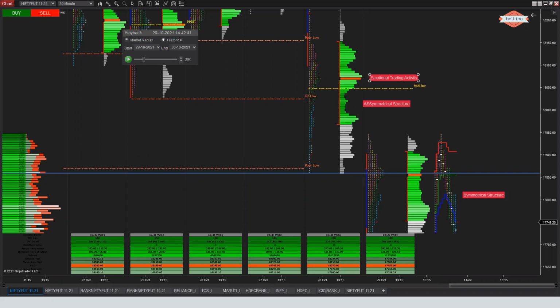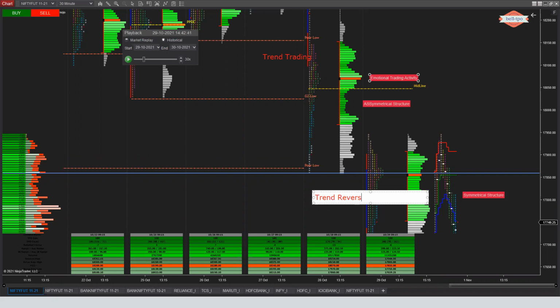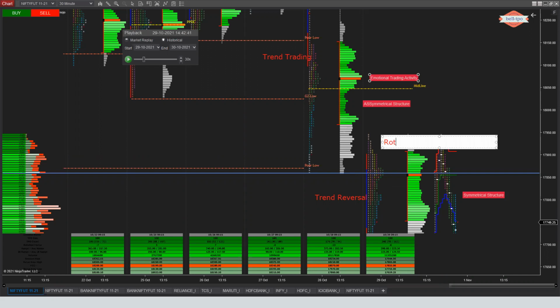Look at the price action, what I had done here. So on 28th October, I was doing trend trading. Every time the price was going down, I was buying the P's. I scalped the P's on the downside. But then when the price opened the very next day on 29th October and immediately dropped, I was looking for a trend reversal. So trend reversal happened. And after that, I started looking for rotations, rotational trades.